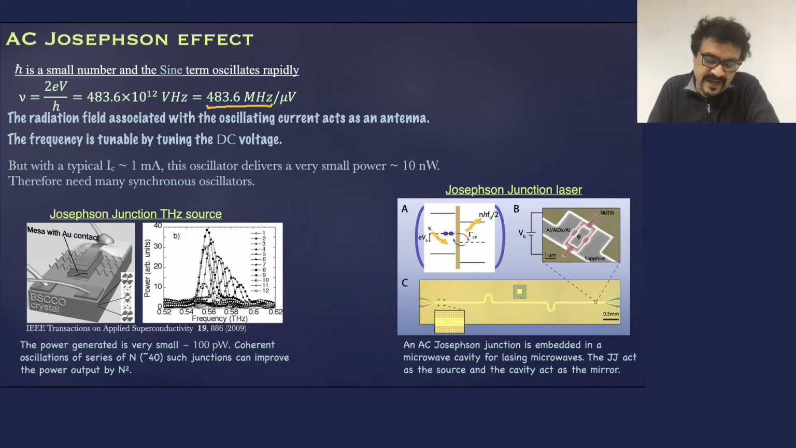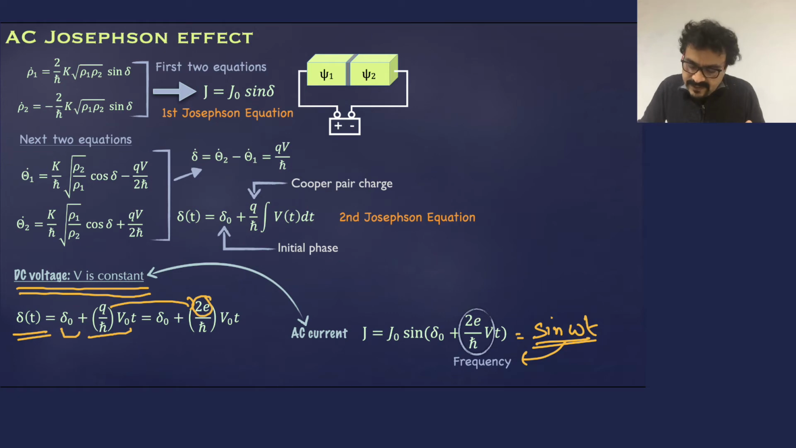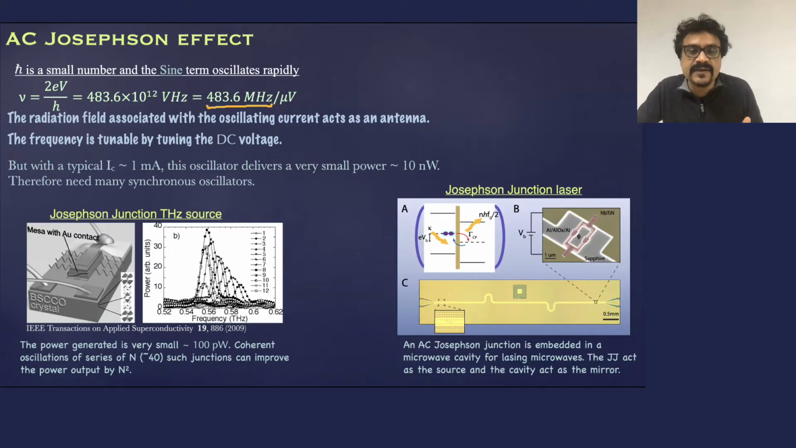So what happens is the radiation field, which is associated with the oscillating current, acts as an antenna, and it's actually going to emit this radiation. Okay, when you apply the voltage across the junction, the oscillating current given by this relation is going to act like an antenna and is going to emit radiation in this frequency.